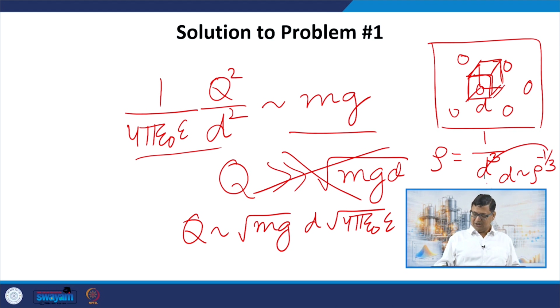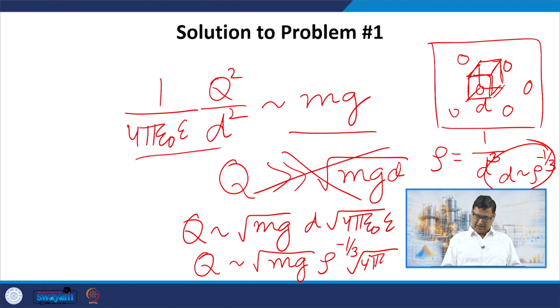So, therefore, I can now replace d with rho to the power minus 1/3, and we have something like q scaling as under root mg rho to the power minus 1/3, and then whatever 4 pi epsilon naught epsilon that we have, right. So, I can go ahead and include more details, but the point which I was trying to make is that for a colloidal system, the equation of motion is applied very differently, or the force balance is applied very differently than compared to the ball falling under gravity in a viscous liquid, and let us say the granular flow down the hopper, right.